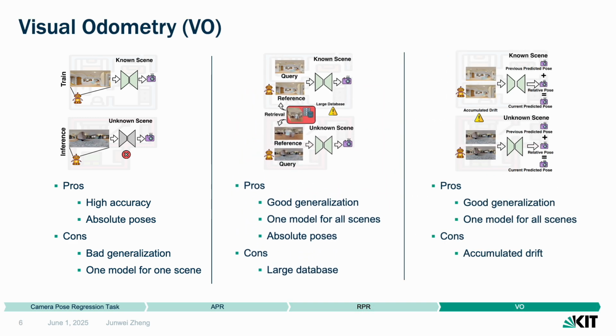Visual odometry, VO for short, also leverages an image pair as input. It predicts relative poses between adjacent frames, for example, frame 1 and frame 2. When predicting the pose of frame 3, VO takes frame 2 and frame 3 as input and outputs the relative pose between frame 2 and frame 3. By adding the previously predicted pose of frame 2 relative to frame 1, we can finally get the pose of frame 3 relative to frame 1. Since VO also takes the previously predicted pose into account, the accumulated drift is unavoidable in open trajectories.